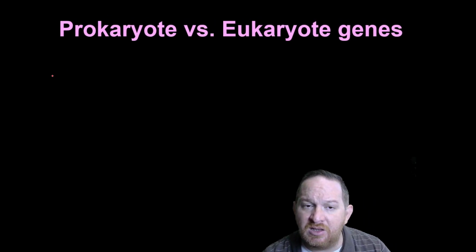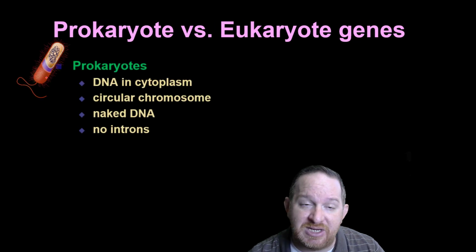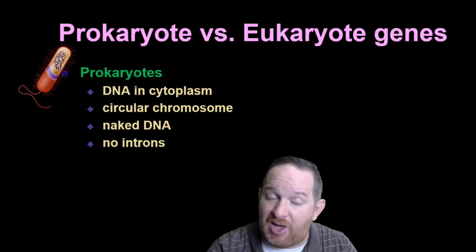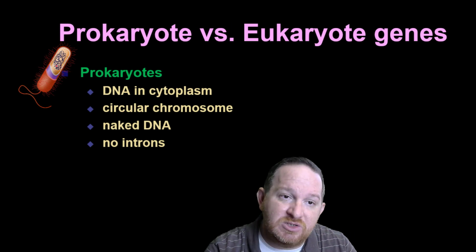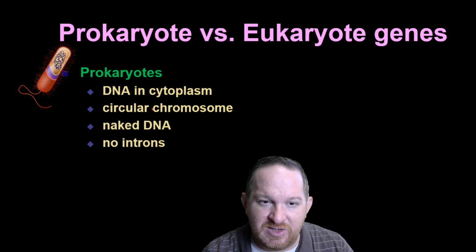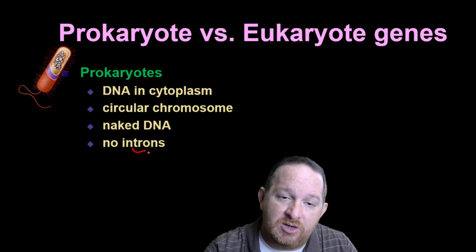All right, so now let's talk a little bit about the difference between prokaryotic and eukaryotic genes. Remember, in prokaryotes, the DNA is just in the cytoplasm because prokaryotes don't have a nucleus. Their chromosomes are circular, and their DNA, we say it's naked DNA. It's just not in a nucleus. It's kind of unprotected. And there are no introns, and we'll learn here in a moment.